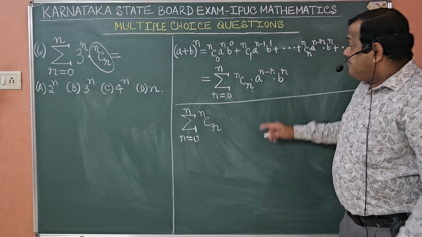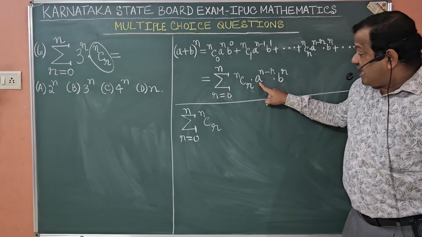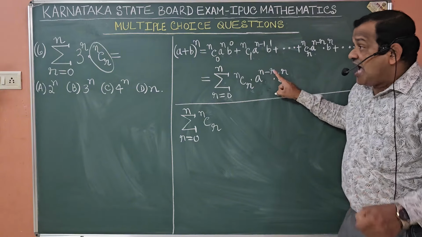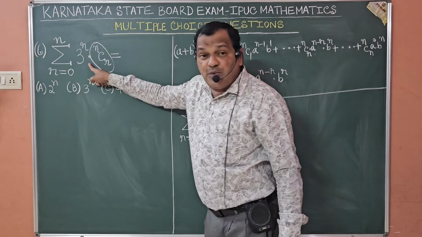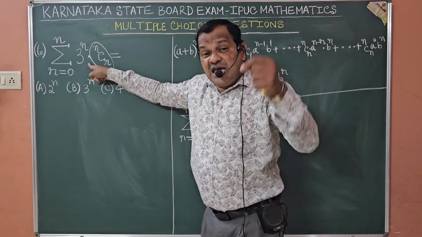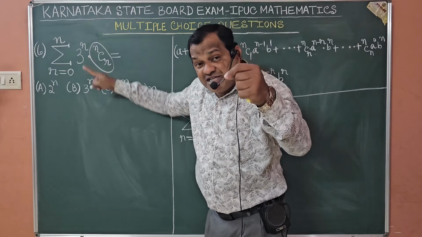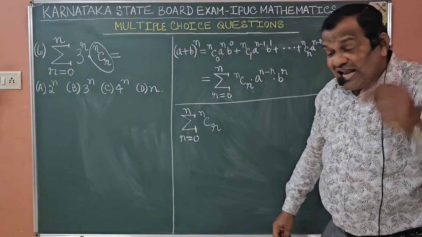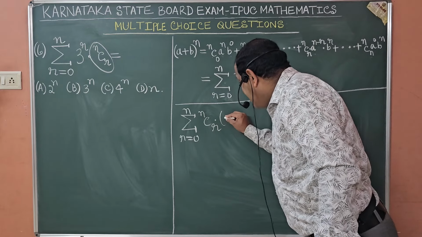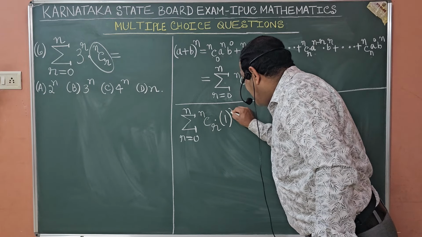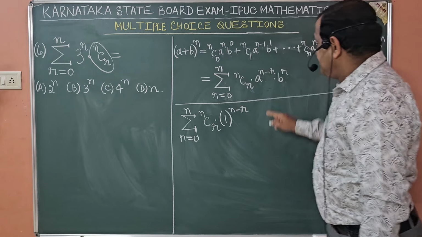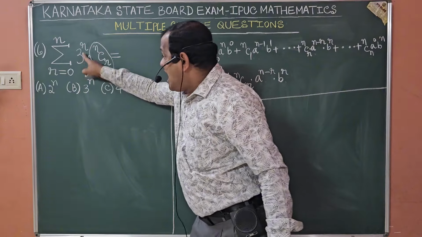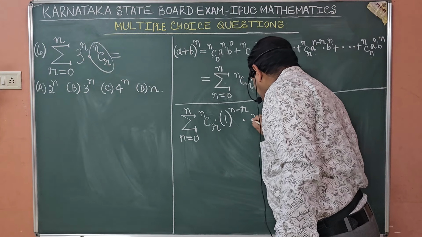Yes, you are correct. But I want a term in the middle, right? Which term do we need in the middle? Something like a power n minus r. Such a term they have not given. But since it is involved in the product, I shall take a as 1, so 1 power n minus r. See, that looks like a power n minus r into b power r. b power r is, now let me write, 3 power r.